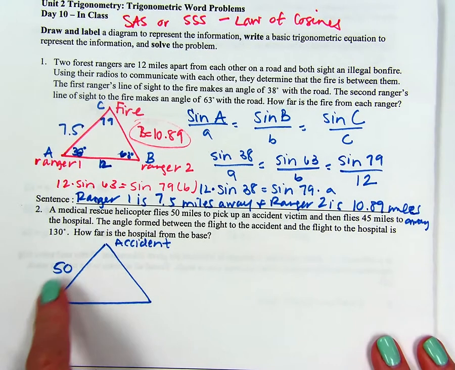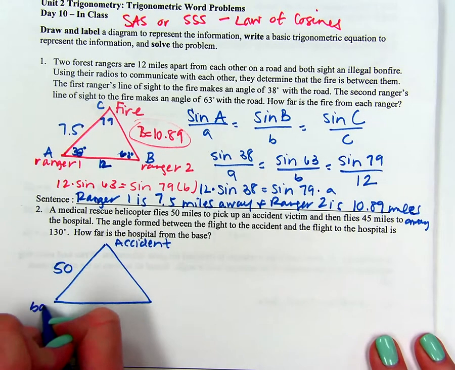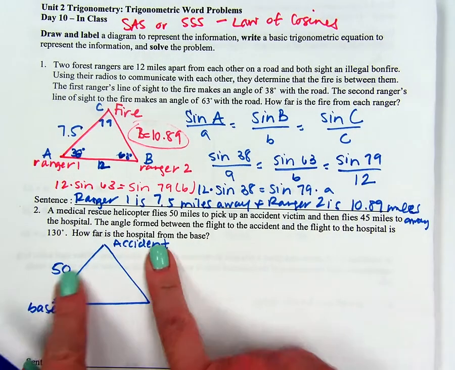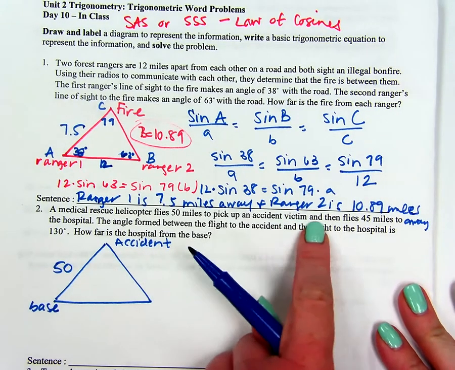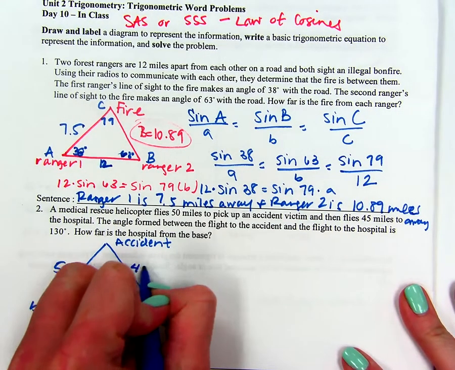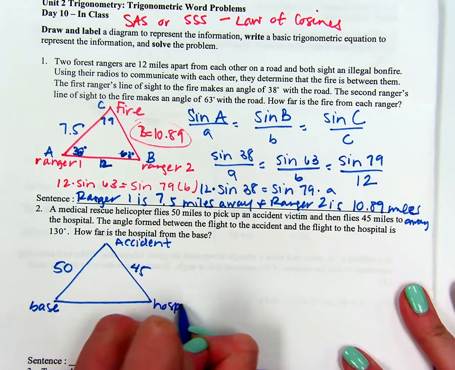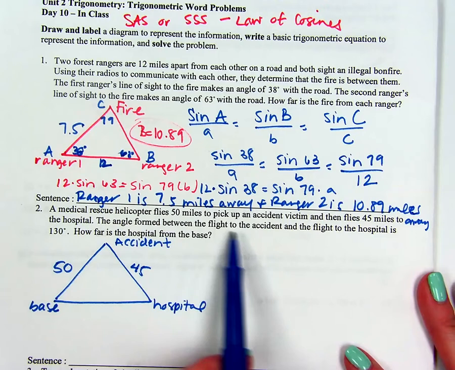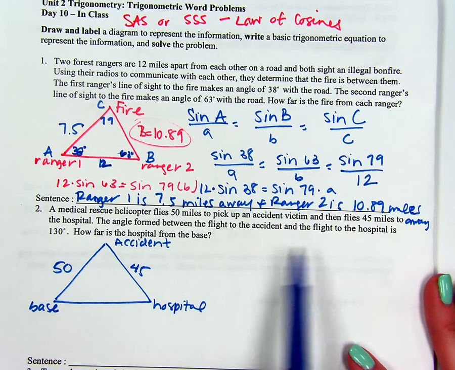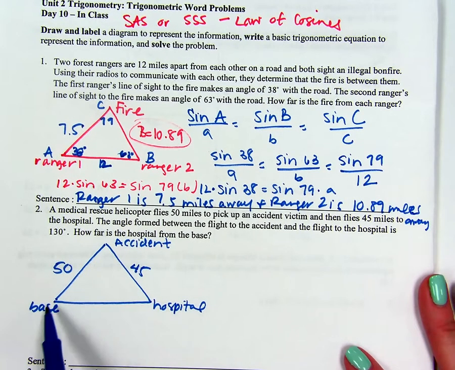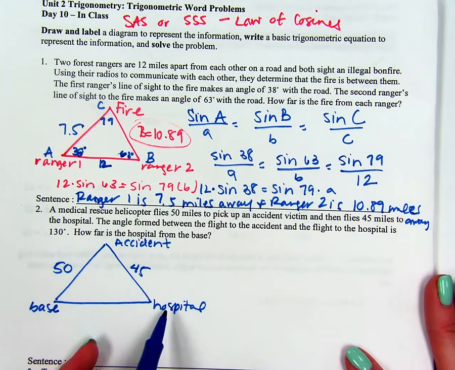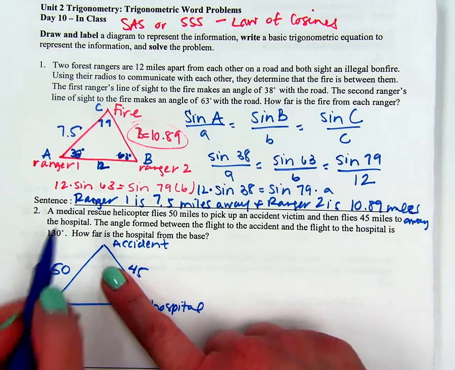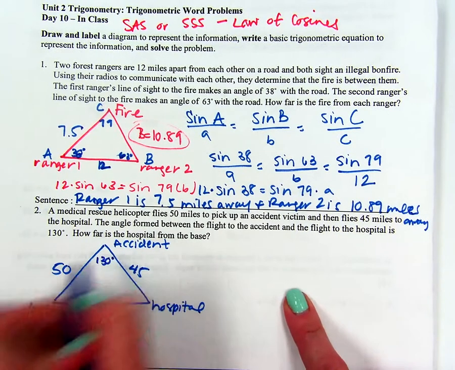So they flew, this is where they started from, so we'll just call this the base right down here. He flew 50 miles to the accident, and then it says he flies 45 miles to the hospital. So we're going to call this the hospital down here. So we have two sides. It says the angle formed between the flight to the accident and the flight to the hospital. So the flight from the accident to the hospital and the flight up here. So we are going to label right up here, 130.